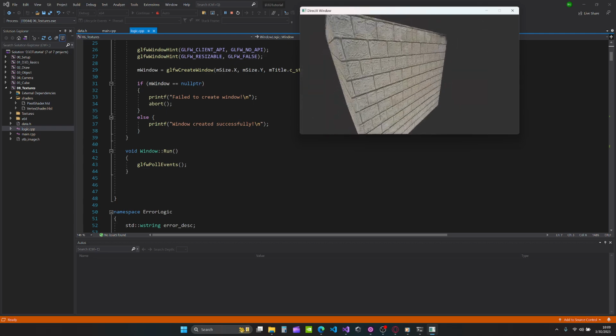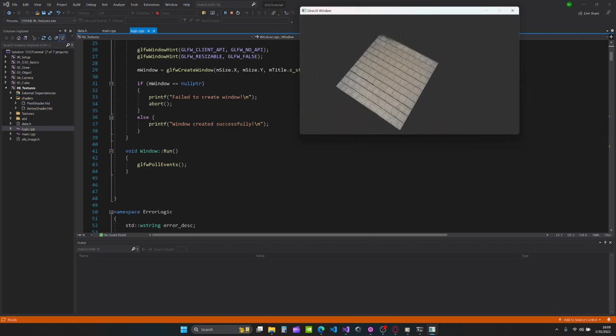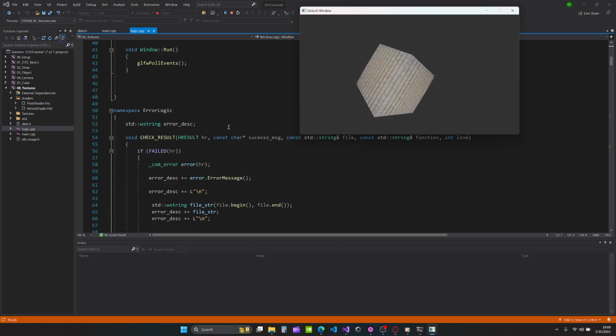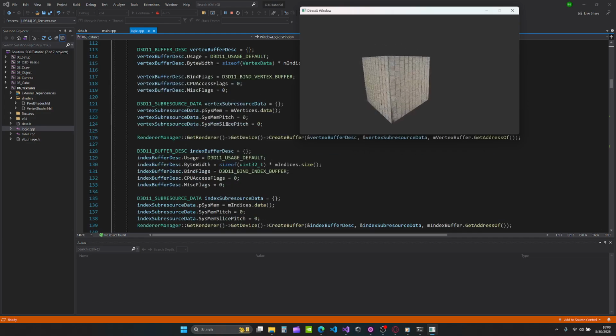So the intention going forward is to make a simpler renderer, even simpler than what is shown here.